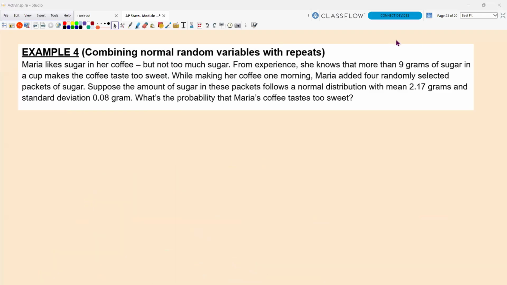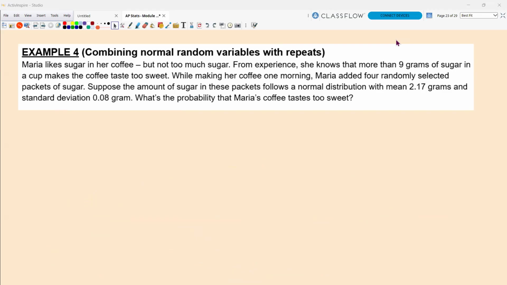Example 4. Maria likes sugar in her coffee, but not too much sugar. From experience, she knows that more than 9 grams of sugar in a cup make the coffee taste too sweet. While making her coffee one morning, Maria added 4 randomly selected packets of sugar. Suppose the amount of sugar in these packets follows a normal distribution with a mean of 2.17 grams and a standard deviation of 0.08 gram.